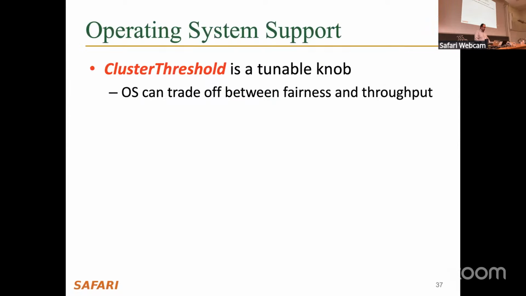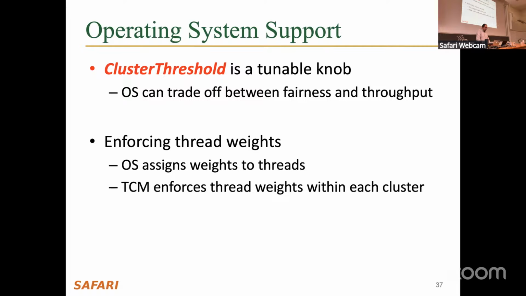So in summary, the cluster threshold is a tunable knob, and the OS can trade off between fairness and throughput. Also, we can enforce thread weights. Essentially, the OS can assign weights to threads. The operating system may have some priorities and may want to prioritize some threads over other threads for some reason, which also depends on the programmer. So the operating system can assign weights to threads, and TCM enforces thread weight within each cluster. This kind of thread weight can also be done with other scheduling techniques that we have discussed today and also last week. But that's one of the things which is kind of limiting in today's systems.